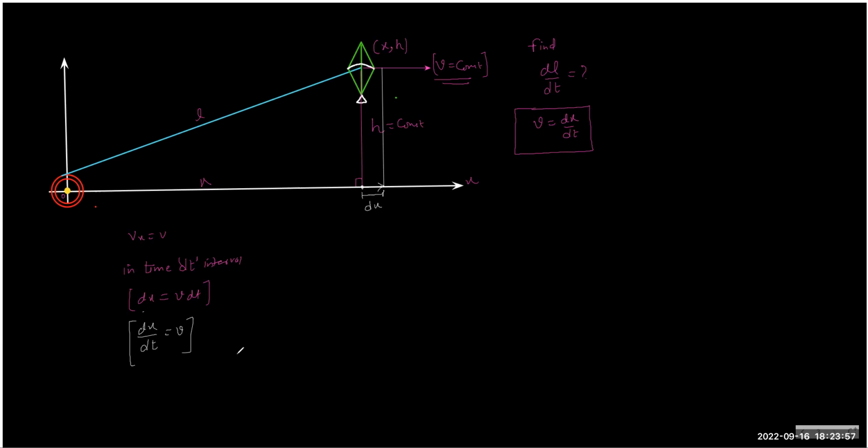Is this clear, guys? So now the question is, can we find dl by dt knowing all these values? Can we? Tell me, guys. Can we find dl by dt? So to find dl by dt, what you need to do is you need to relate things, right? So which relation is present between all these three quantities? Any mathematical relation you are able to see?